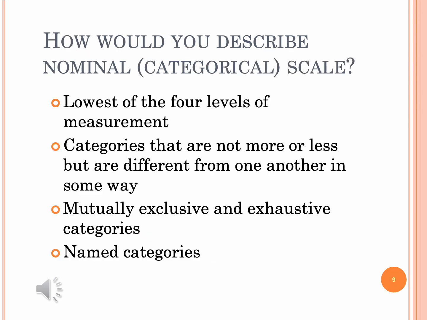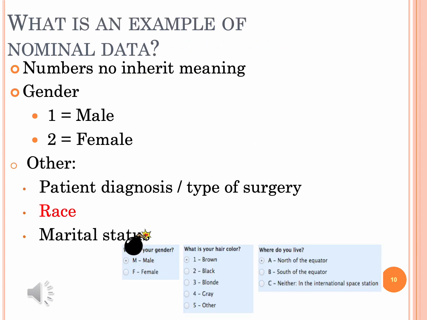The nominal scale is the lowest of the 4 levels of measurement. It consists of different categories. These categories are not more or less, but they are distinctly different from one another. They're also mutually exclusive and exhaustive, and they are named. Here you will see an example of nominal data. You will see that some of these categories are numbered. However, with nominal categories, the numbers don't have any inherent meaning, but we do have to assign numbers to all our variables in quantitative studies. We also call this coding.